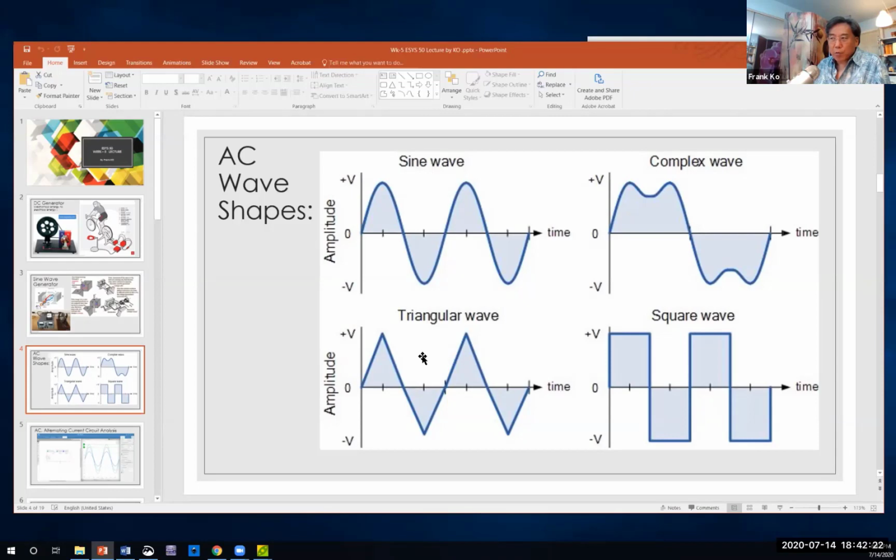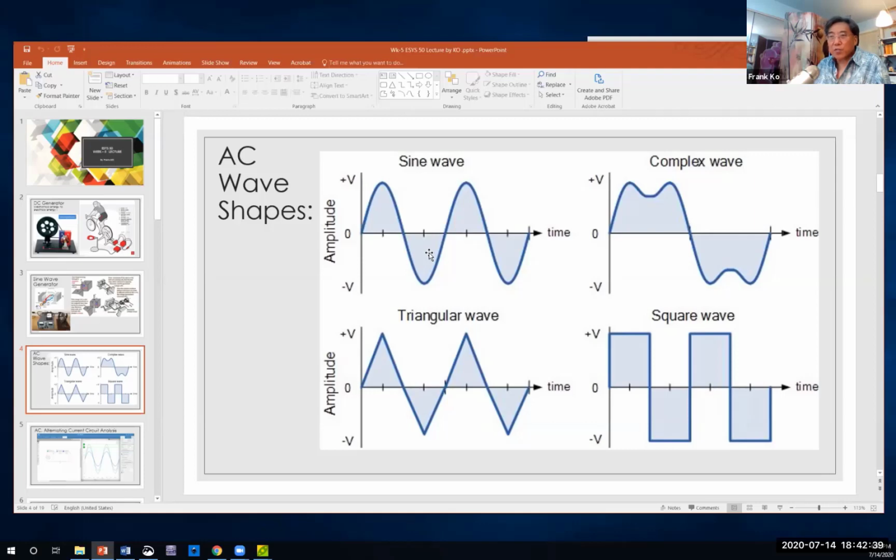This is a triangular wave over here, looks like a triangle. This is a square wave. And this is something else they call a complex wave. So our discussions for AC will primarily be with the sine wave for the remainder of this semester.